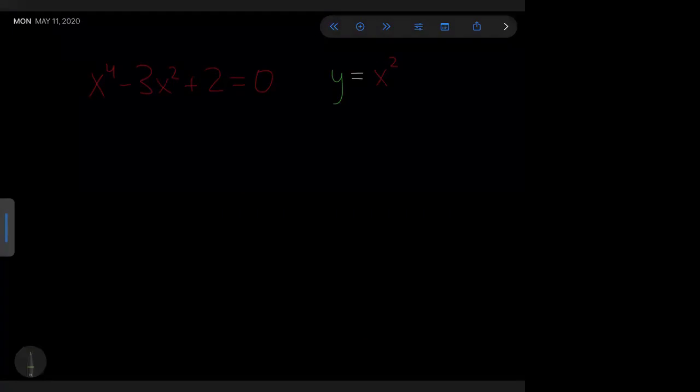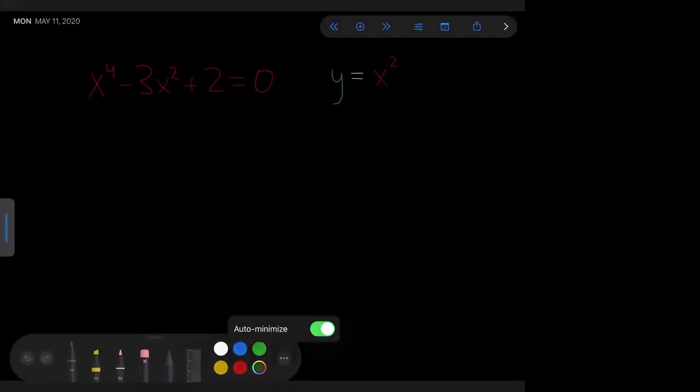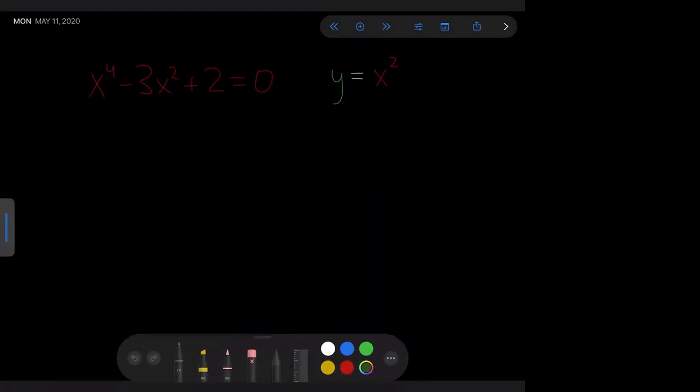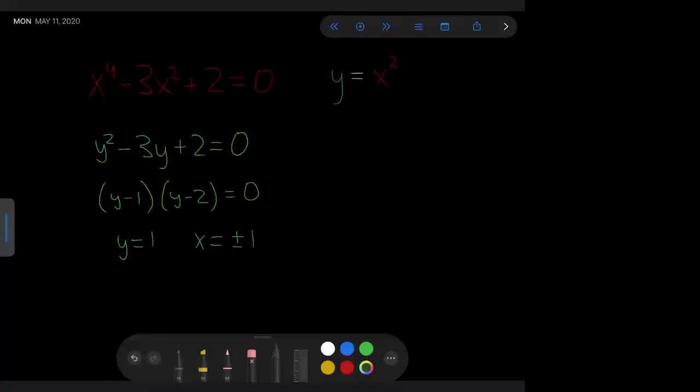Now, you look at this and you realize that with your x to the fourth and 3x squared, you can change these x squared into y. You can change all of these x squared into y. Now, if you do that, you end up with this expression: y squared minus 3y plus 2 is equal to 0. And if you're confused, you just go from x squared to y, and from x to the fourth to y squared, because x squared squared is equal to x to the fourth.